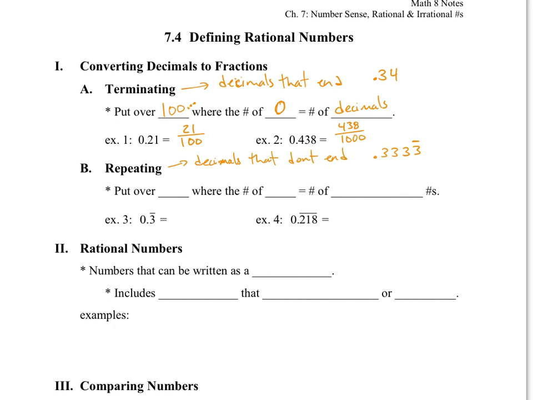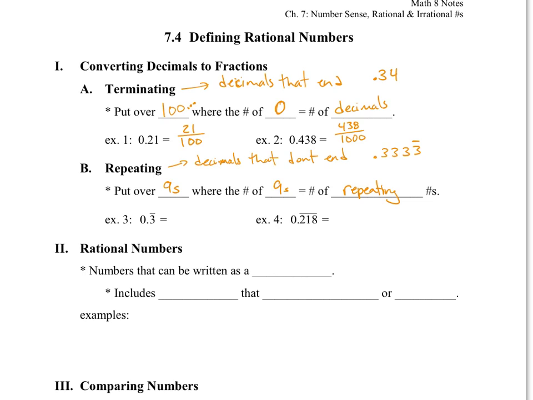Repeating ones. You're going to put it over 9s with an S. You're going to have either one 9 or lots of 9s underneath, where the number of 9s equals the number of repeating decimals.